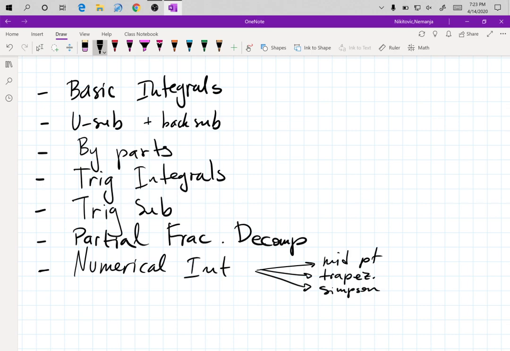And written in blood, the infamous one that you always have to worry about: improper integrals. Type 1, type 2.